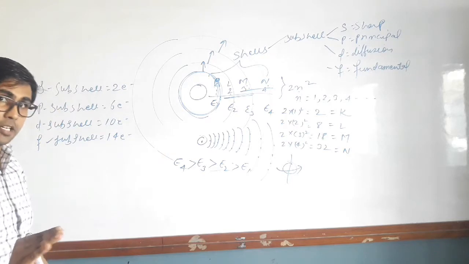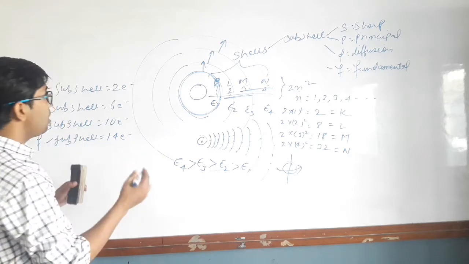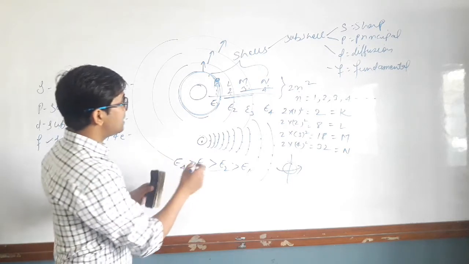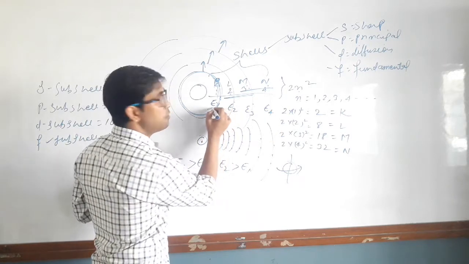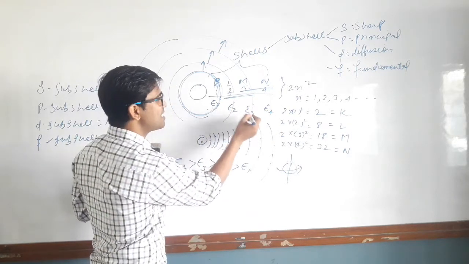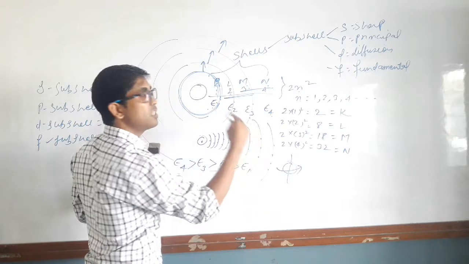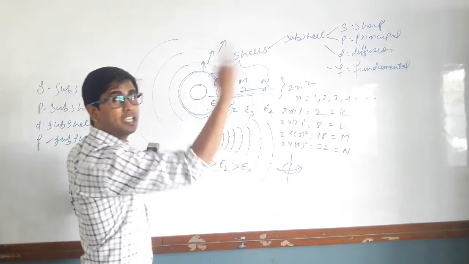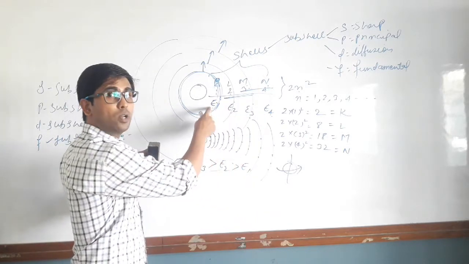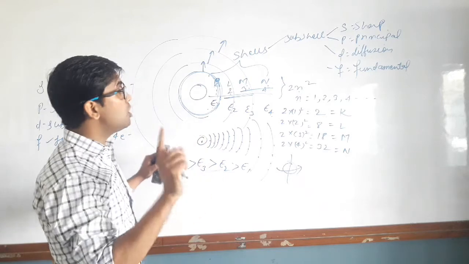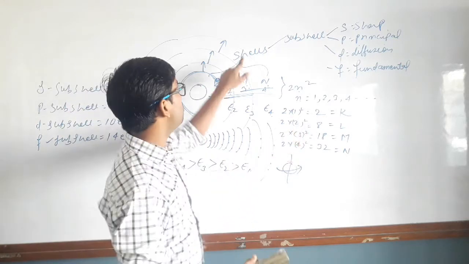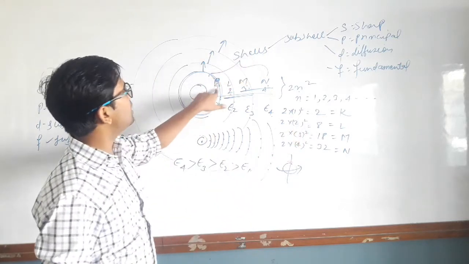From here we are done. Now I was telling you that the energy levels are different. Energy level E1 is less than E2, E2 is less than E3, E3 is less than E4. So the electron in a higher orbit will have higher energy and the electron in a lower orbit will have lower energy. The topic initially was about shells which we called K, L, M, N.